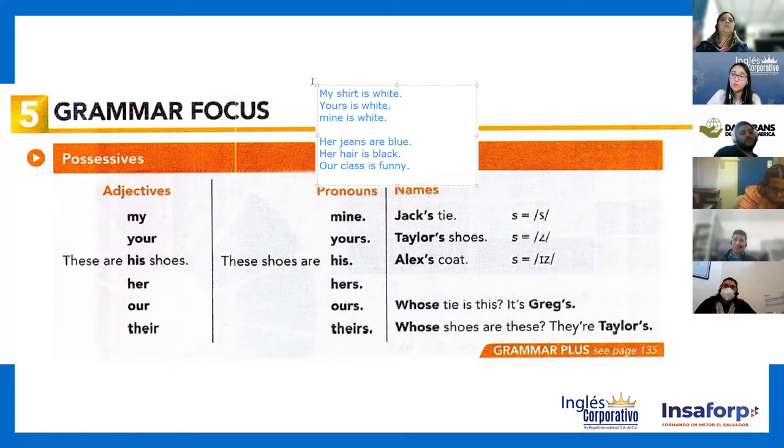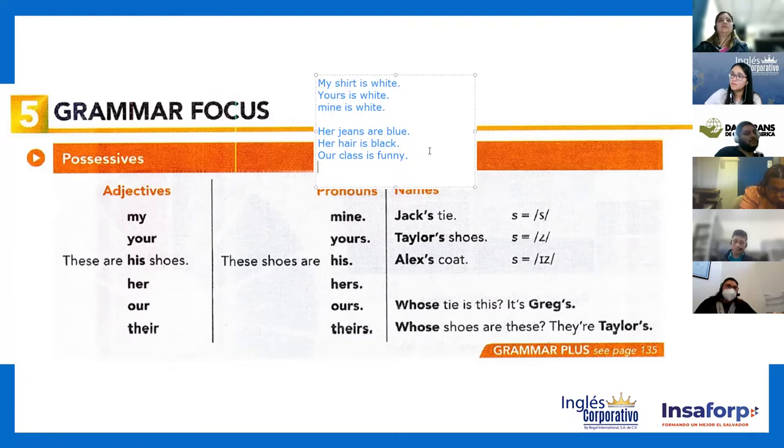Una oración utilizando los pronouns. That glass is hers. Yes, that glass is hers, right? Este vaso es de ella. This glass is hers. Bien. The computer is yours. Oh, perfect. The computer is yours, right? And another one, muy bien, that was very good.